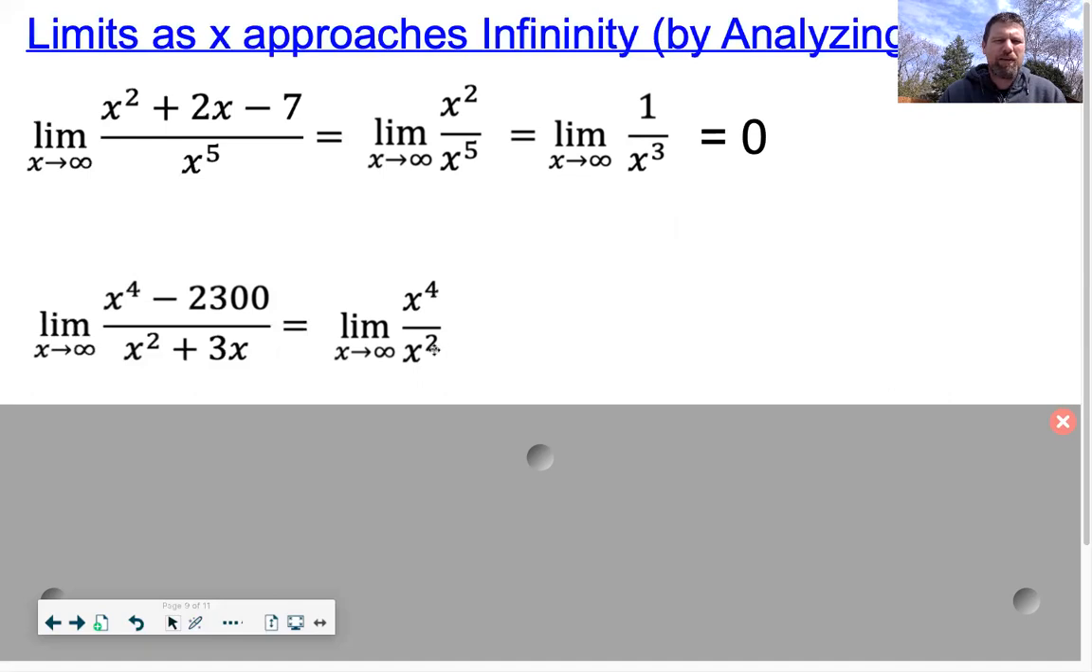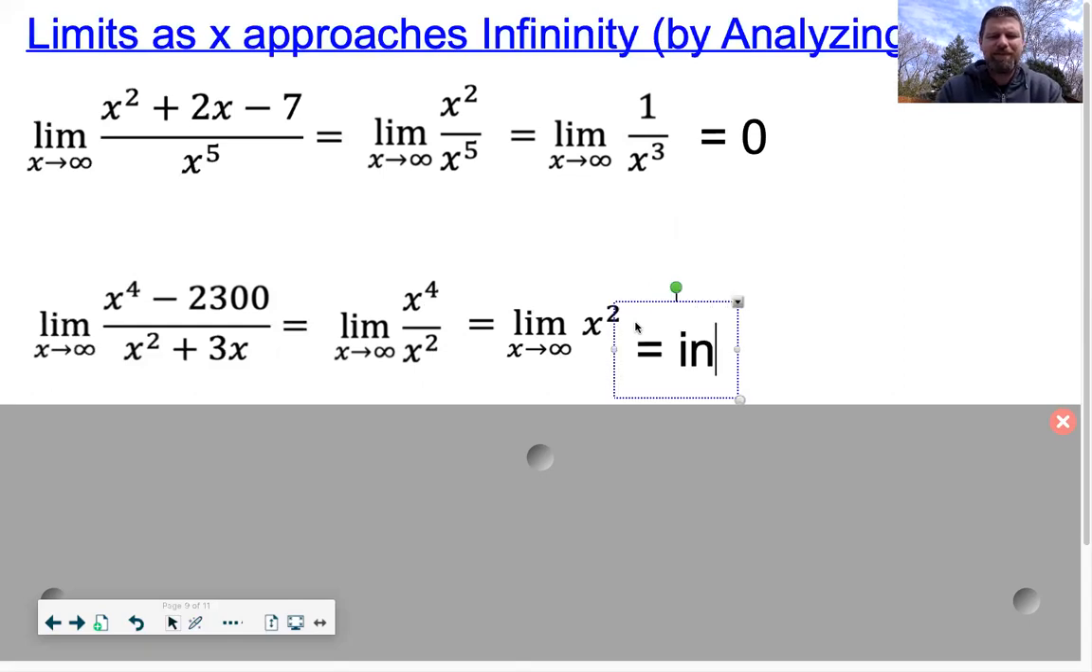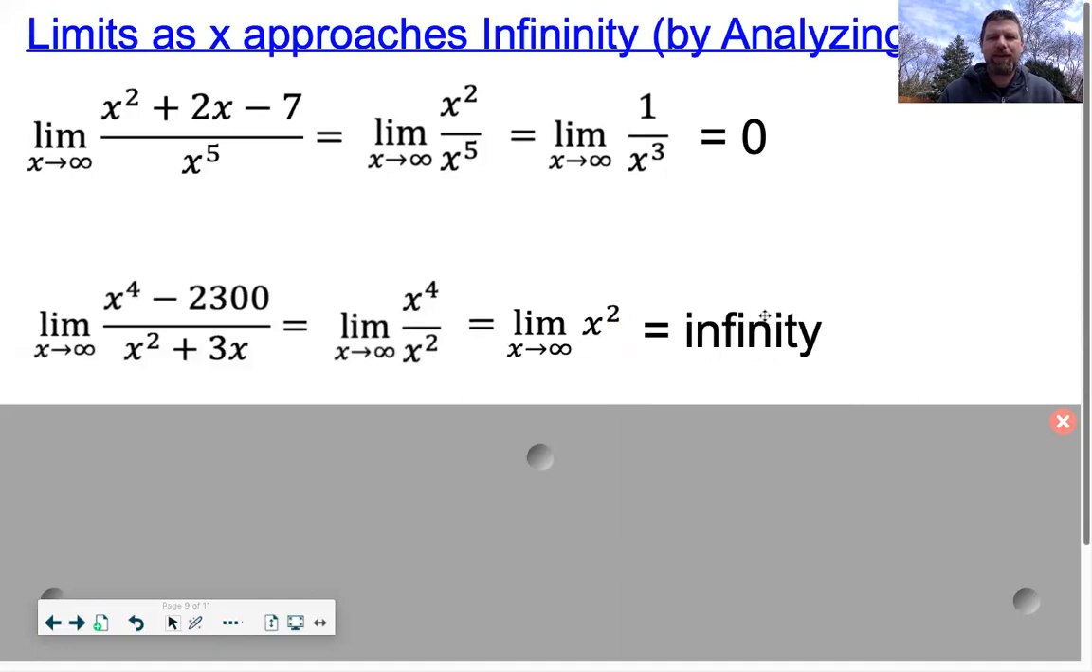x to the 4th divided by x squared, that's just x squared. So this would be the same thing as the limit of x squared as x approaches infinity. As x approaches infinity, x squared is pretty obviously also going to approach infinity. Don't have one of those handy things hidden here this time, so I'll just write infinity.